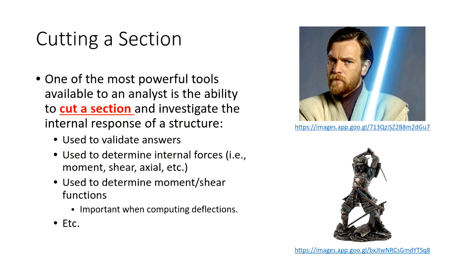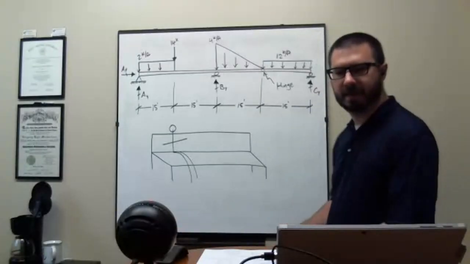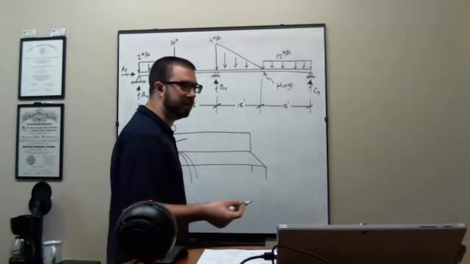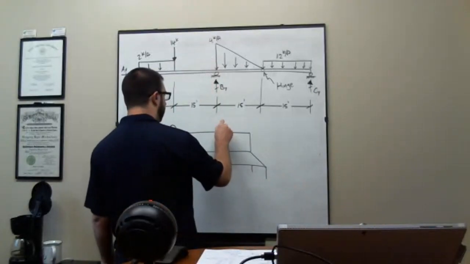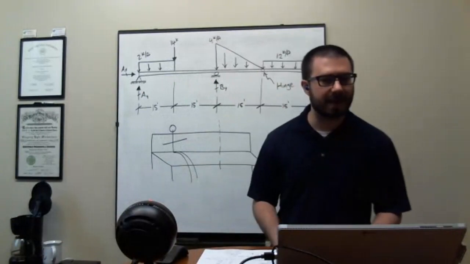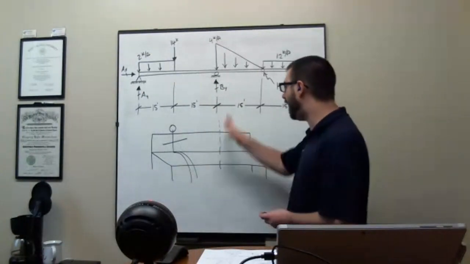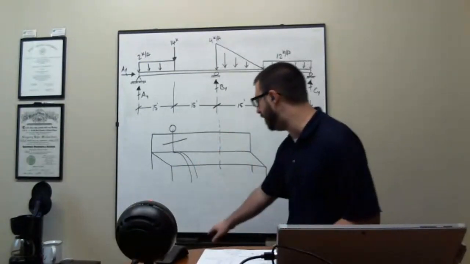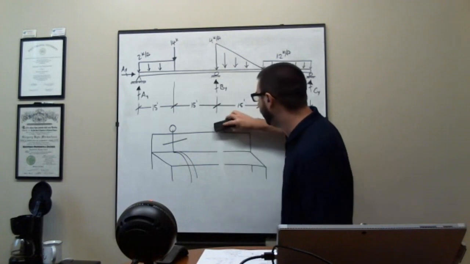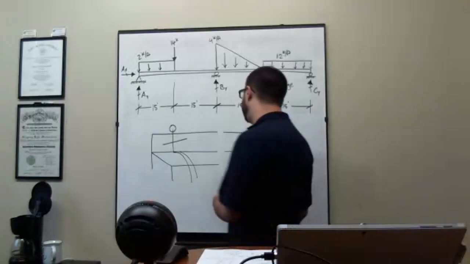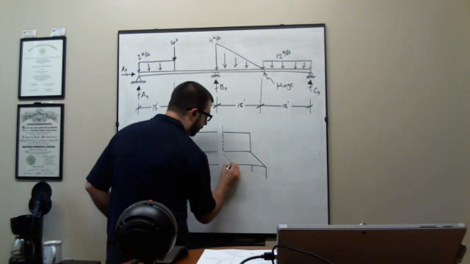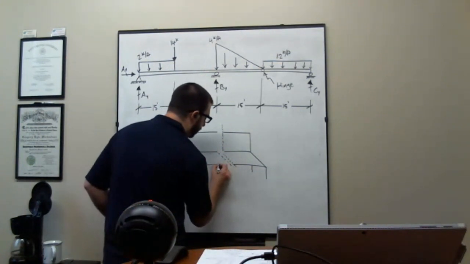I mentioned this example a few days ago, but here I've got a bench with somebody sitting on it, and you come out with your samurai sword or your lightsaber, depending upon what you choose to use, and you cut right through the bench. If I'm sitting on this bench, I'm going to fall down. By cutting the section, by separating the bench into two separate pieces, I've removed from the bench the ability to resist the forces at that location.